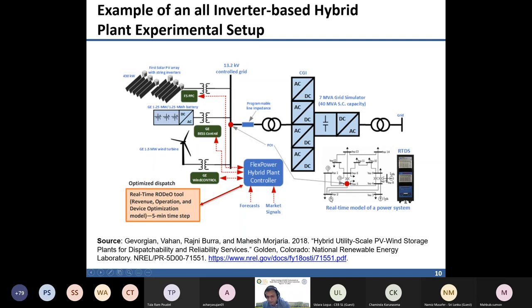Now, the power network that they simulated was the very well-known IEEE 9-bus system. It's a publicly available synthetic network model. And all of these hardware-in-the-loop simulations were performed using the real-time digital simulator, or RTDS.